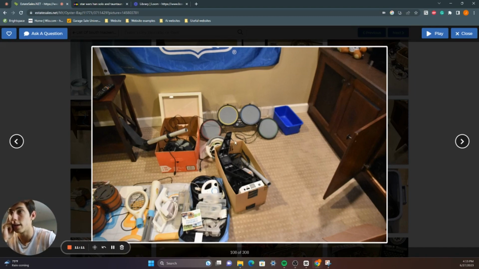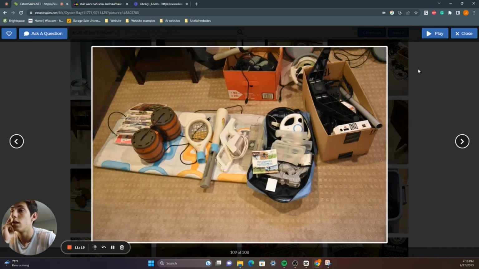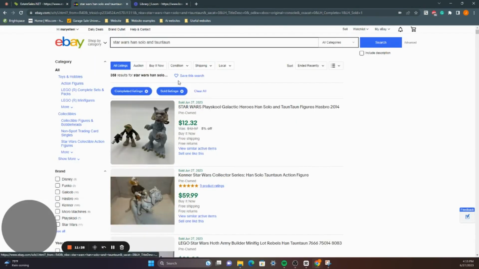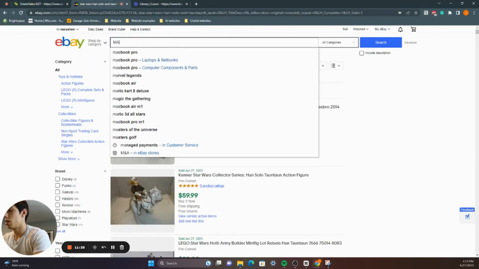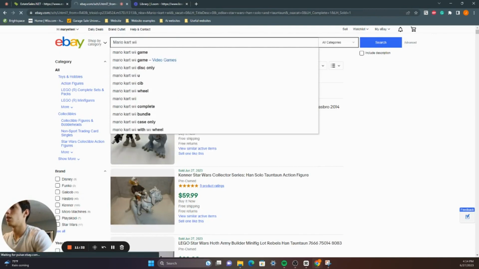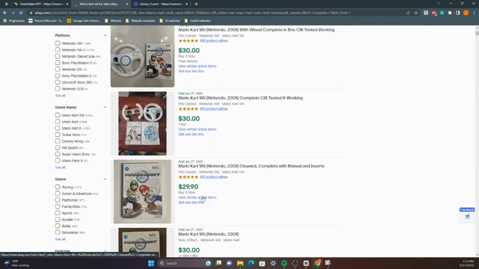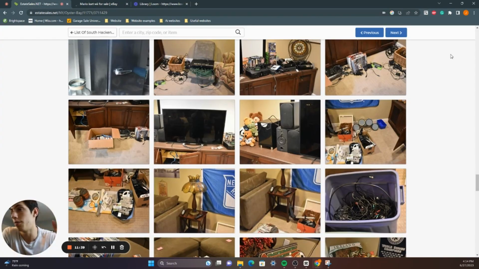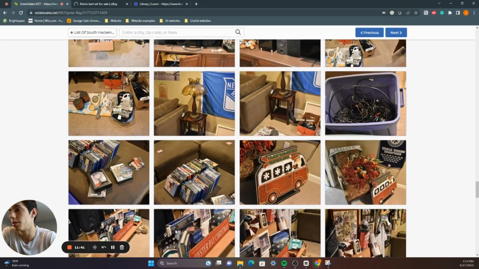You see a Wii right there. You see Rock Band set. So let's go. Then you see some Wii games. You try to look for more expensive titles. So I can see that. I think that's Mario Kart Wii. So if I go search up, let's see, Mario Kart Wii, I can see it selling for around $30. So I start adding up all the values in my head to get an idea of how much is everything worth.